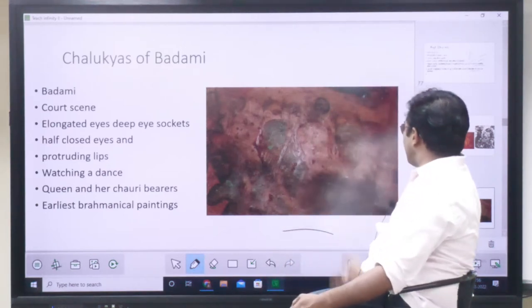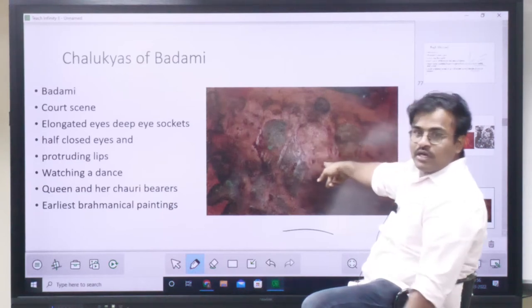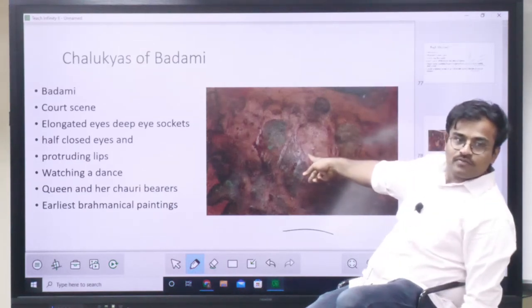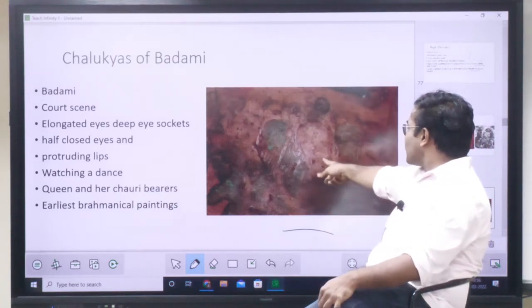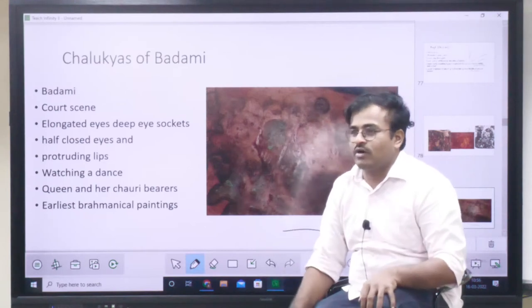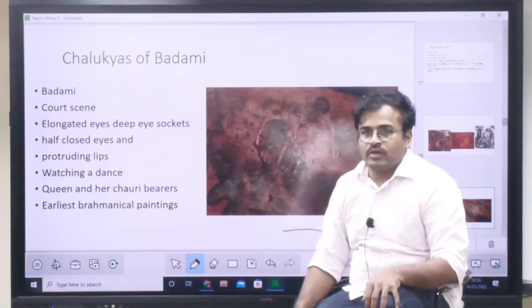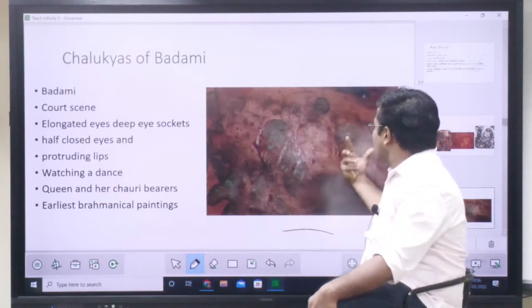Hindu in their inspiration. So, the images are not very clearly visible, but half-closed eyes you can see, right? You able to see the half-closed eyes? No. Okay, nothing is visible. Half-closed eyes and protruding lips, it is clearly visible for me. But the paintings themselves are very poor. They are not very well preserved, unlike the paintings of Ajanta. They have lost their sheen. So, that's the reason why we are not able to see them.